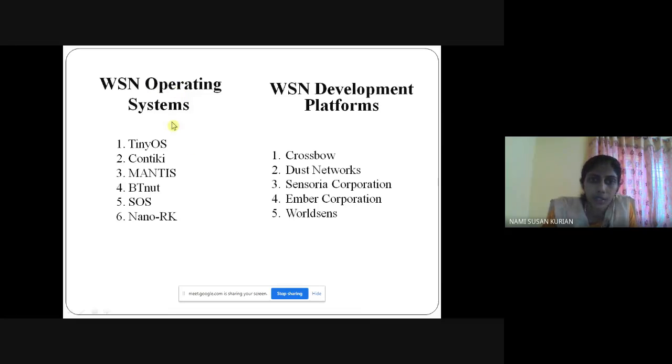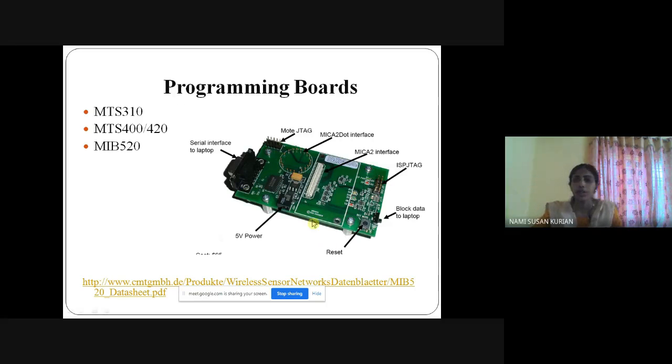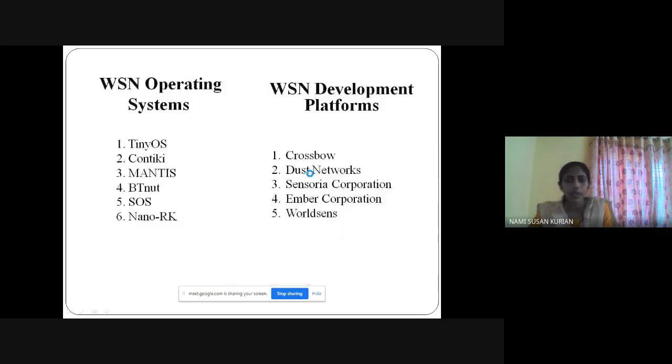So for WSN operating systems, these two are widely used, even though there are many: TinyOS and Contiki, which I have already explained to you. And WSN developing platforms means the companies that develop wireless sensor nodes. Crossbow is the most prominent manufacturing company of wireless sensor nodes. The rest, Dust Networks, Sensoria Corporation, Ember Corporation, and WorldSens, are also manufacturing wireless sensor nodes. You are already familiar with the sensor node, right?